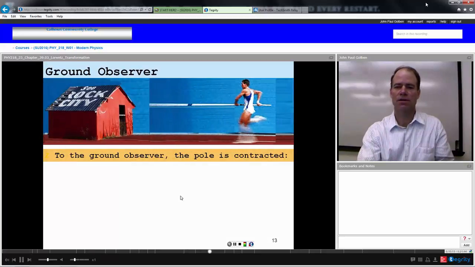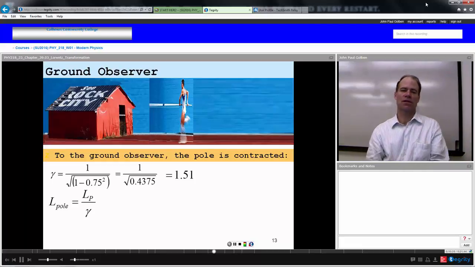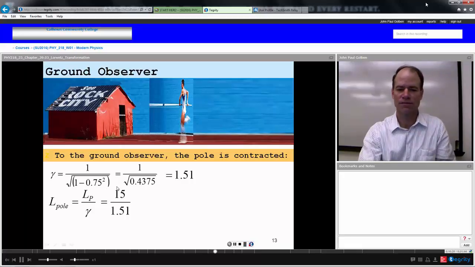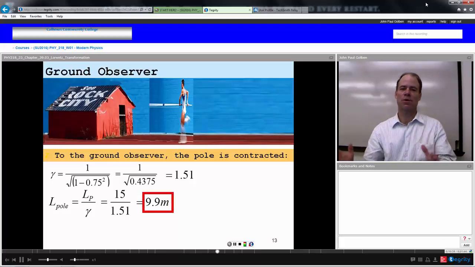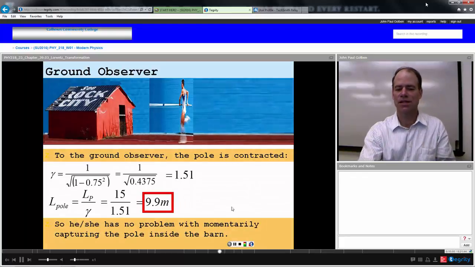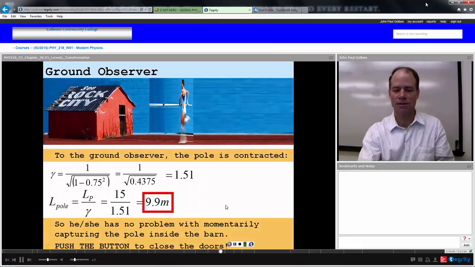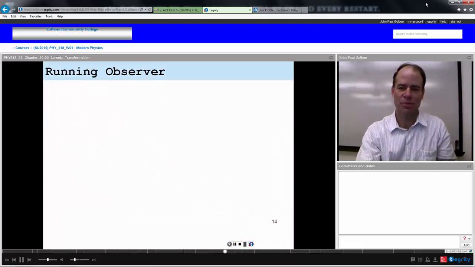To the ground observer, the pole is contracted. What is our gamma here? Gamma is 1 over the square root of 1 minus 0.75 squared, which is 1.51. So to the ground observer, the length of the pole is the proper length, 15, divided by gamma, 9.9 meters. So it's possible that the pole could fit inside the 10-meter long barn. So he or she has no problem with momentarily capturing the pole inside the barn: push the button to close the doors as soon as the pole is contained within 10 meters, doors close, open, and the runner was momentarily contained within the barn. No problem.